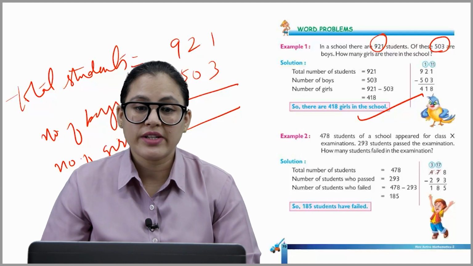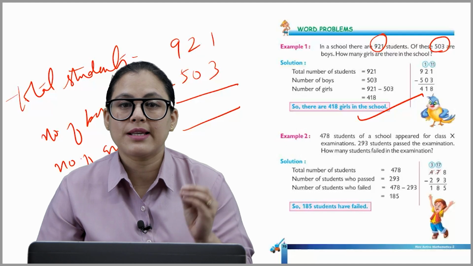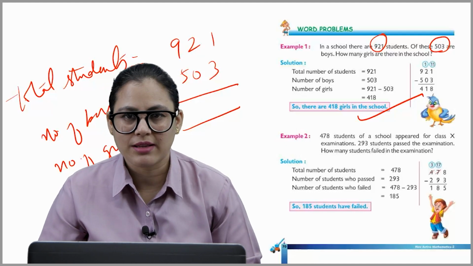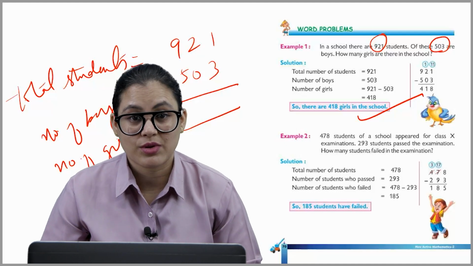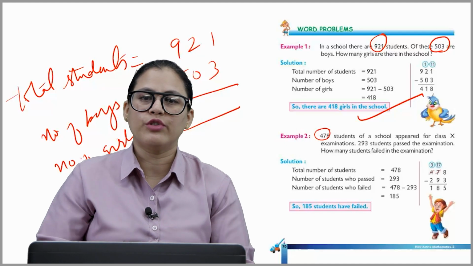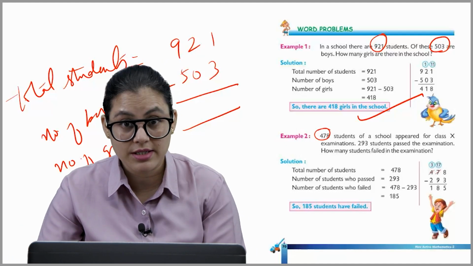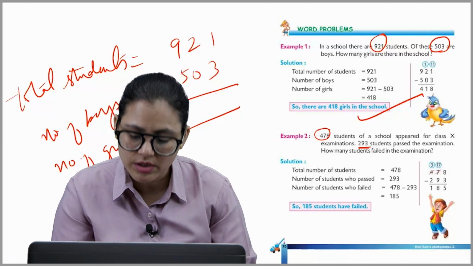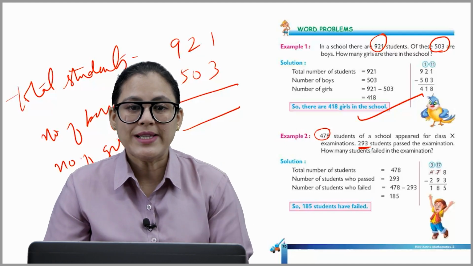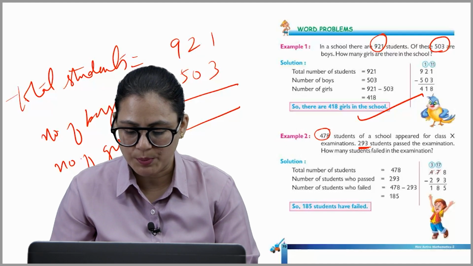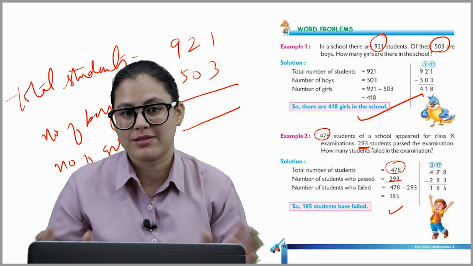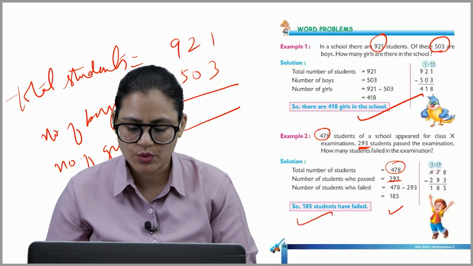Example 2, 478 students of our school appeared for class 10 examinations. 293 students passed in the examination. How many students failed in the examination? Okay, so there are these total students who appeared for class 10 examination, and out of these students, only 293 students passed. That means how many students failed? So what will you do? You will subtract the number of students who passed from the total number of students, then you will get the number of students who failed in the examination, okay? So 185 students have failed.